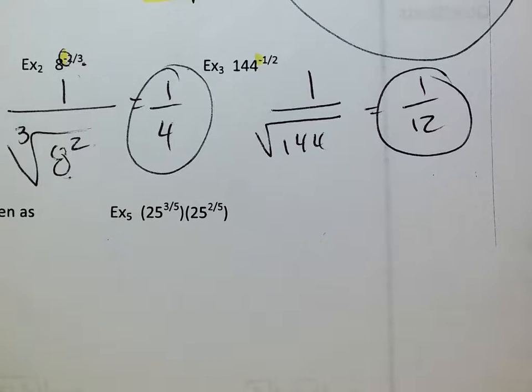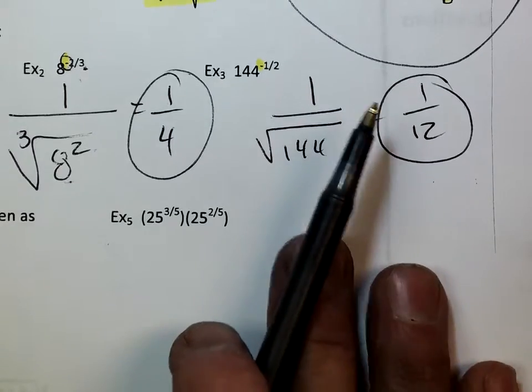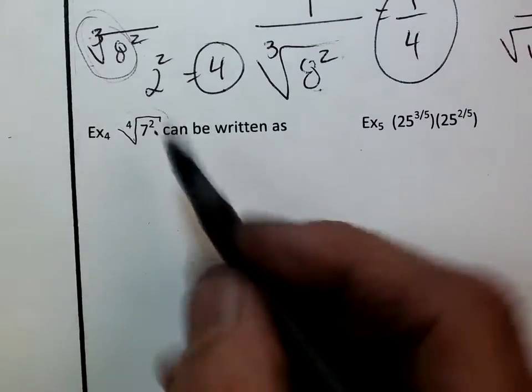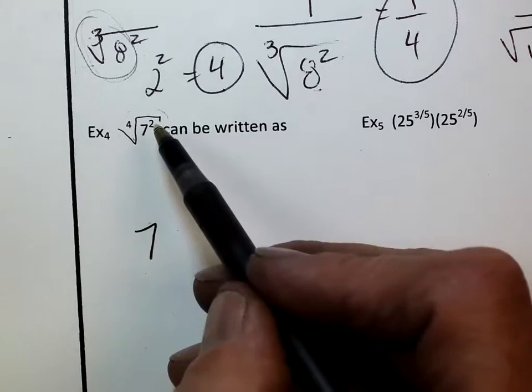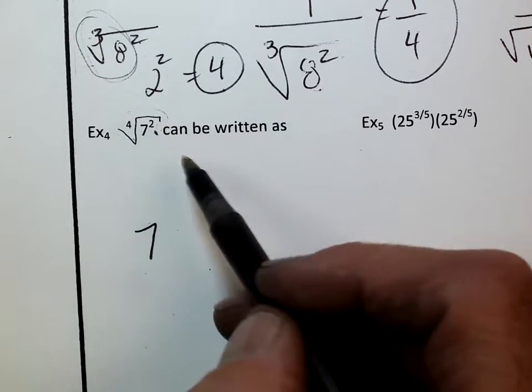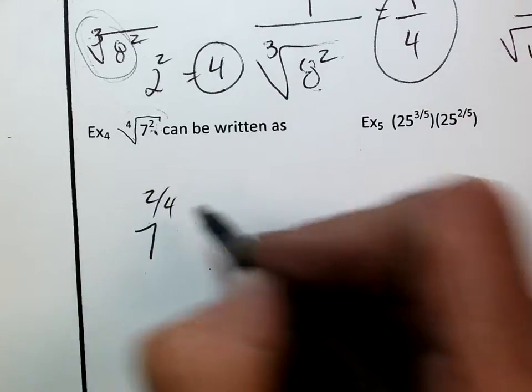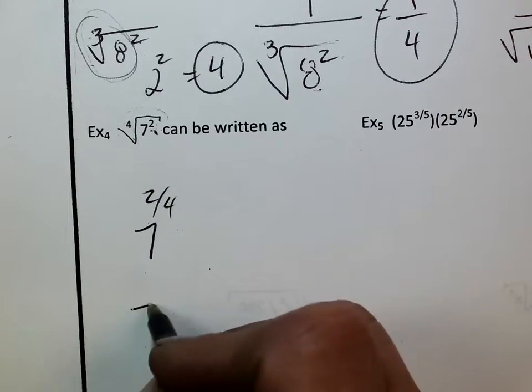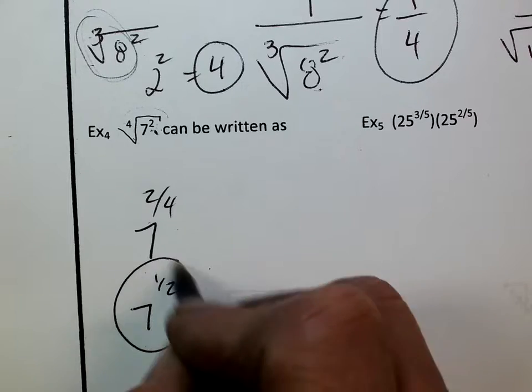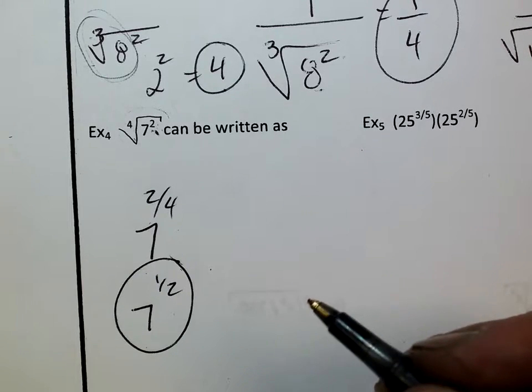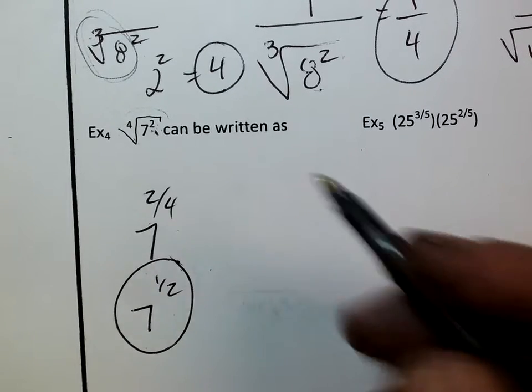Now in example 4, we're just kind of going to go the other direction. We're going to take it from a root form into a power form. So it's going to be my 7 to the 2/4 power. That's my power, right? And that's my root, so we write just to the 2/4 power. And of course, that's the same thing as 7 to the 1/2, right? Starting to make a little bit more sense.